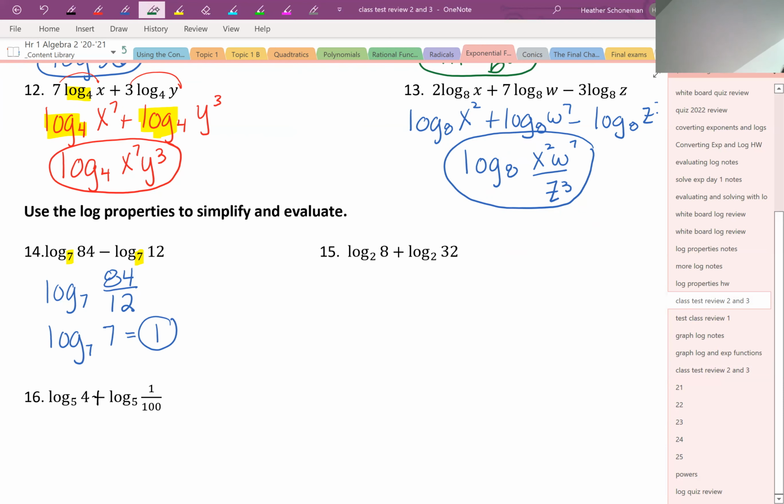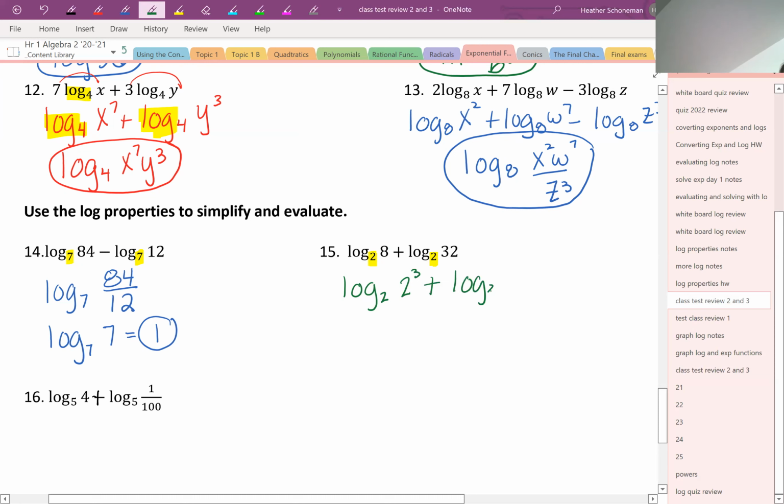Okay, number 15. We want to see if we can combine it, but we're going to look at this base, and that's a 2. So that's saying if you can, write everything as a base of 2. So I'm going to have log base 2. 8 I can rewrite as 2 to the 3rd. And again, I'm just using my powers chart. Plus this one I can rewrite as 2 to the 5th. Well, because it's plus, I can combine it as multiplication. So I'm going to have log base 2 of 2 to the 3rd times 2 to the 5th.